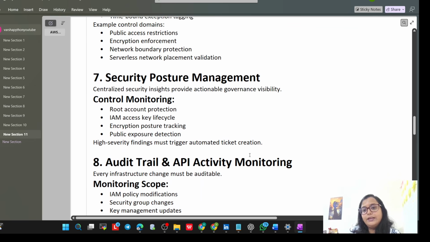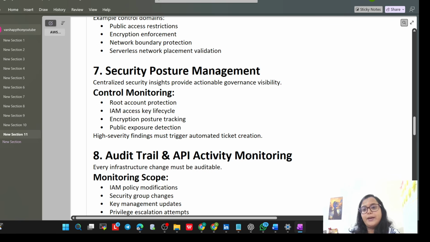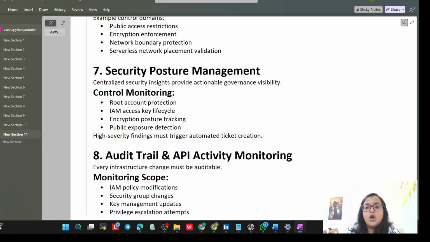Now 7 is security posture management. So centralized security insights provide actionable governance visibility. So there is control monitoring, root account protection, IAM access key lifecycle, encryption posture tracking, public exposure detection. So high severity findings must trigger automated ticket creation.